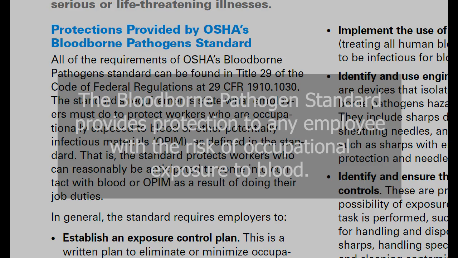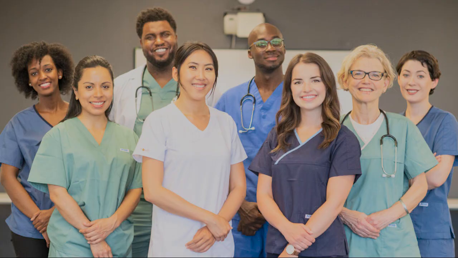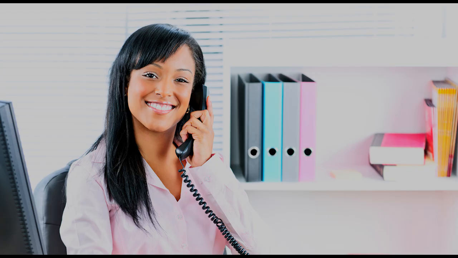The Bloodborne Pathogen Standard provides protection to employees with the risk of occupational exposure to blood and other infectious materials. This would include most clinical positions, but in some smaller practices, it might include non-clinical employees if they're asked to clean treatment rooms or help with patient care, even if it's in a limited manner.